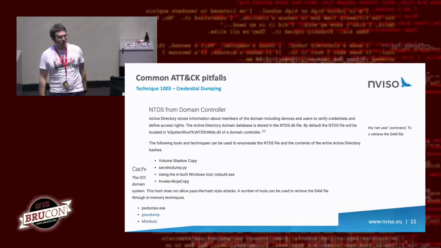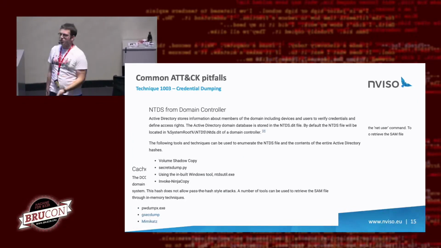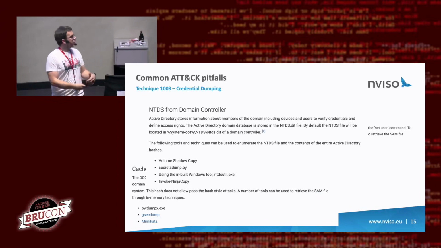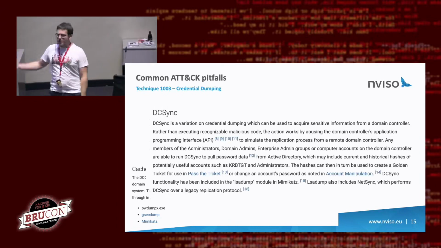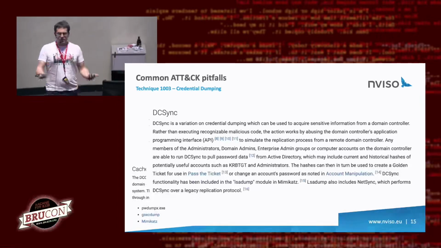NTDS, right? Copying the ntds.dit file from the domain controller, using the Volume Shadow Copy Service, for example. Again, a completely other thing. And then, of course, using DCSync. How do you detect DCSync?